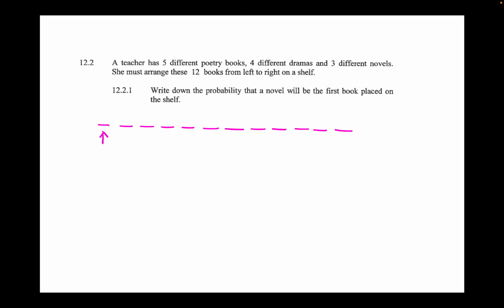So in this first one, we're choosing from all 12 books, and so we have the 3 novels divided by 12 that would give you that probability. We have 12 options total, and 3 of them are novels, so that would be the probability. So that probability of a novel in the first place would be 1/4.